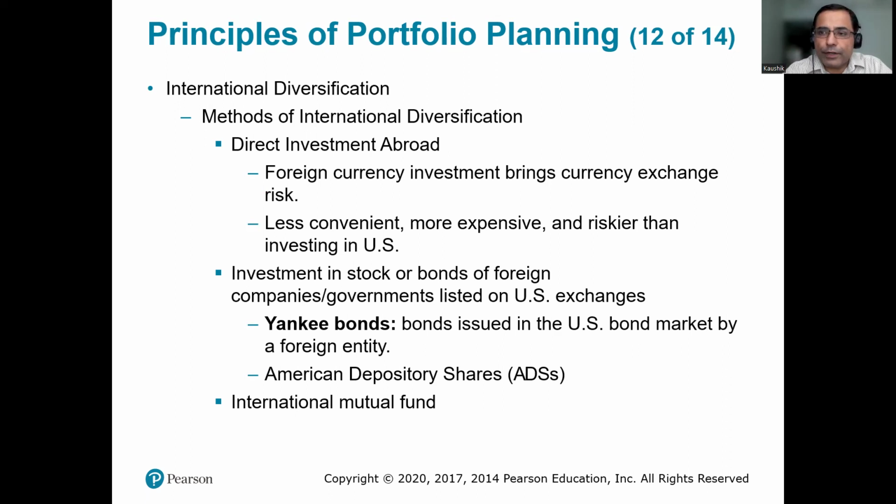The other is to invest in stock or bond of foreign companies listed on a US exchange. One is Yankee bonds. A foreign company issues bonds in the US market, which US investors can buy. So that is a way of international diversification. The other is American depository shares. Shares of foreign companies are traded on US markets against the actual shares held in their country of origin.